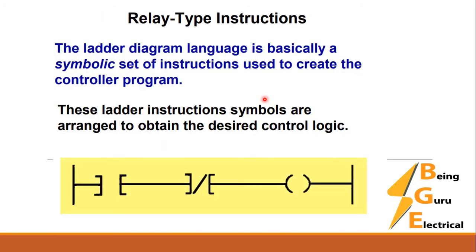Okay, next we have relay type instruction. The ladder diagram language is basically a symbolic set of instructions used to create the controller program. What is a ladder diagram language? It is basically a representation of NO contact, NC contact, output coils, timers, and counters, and it represents a set of instructions. These ladder instruction symbols are arranged to obtain the desired control logic. We only play with NO contact, NC contact, coil, and timers, and we get our desired output from this.